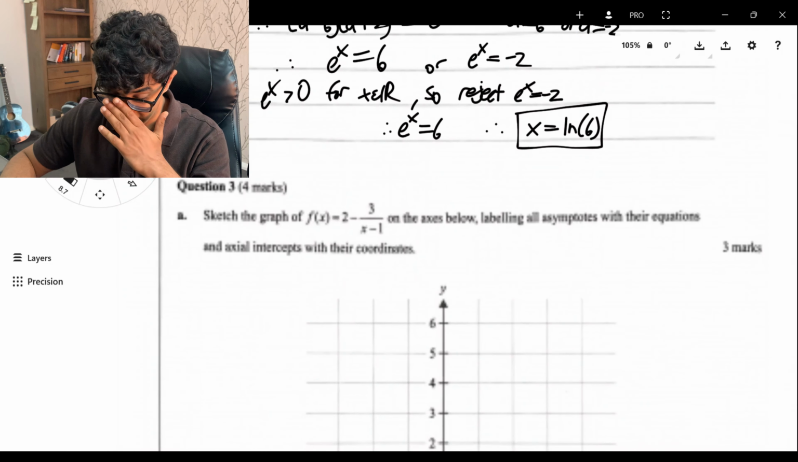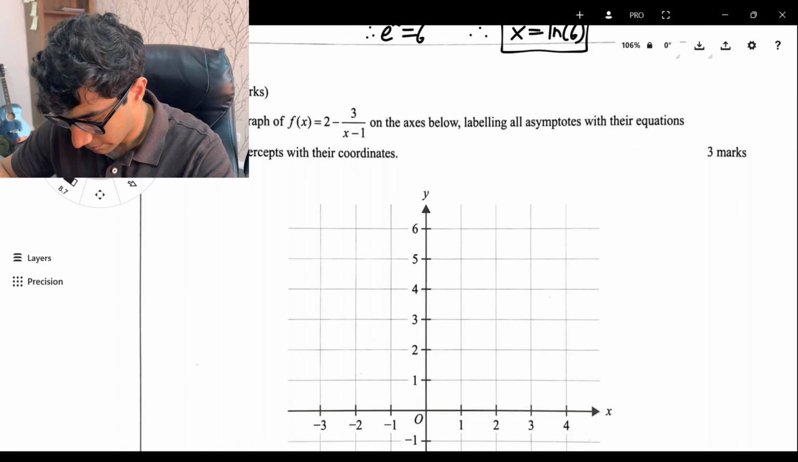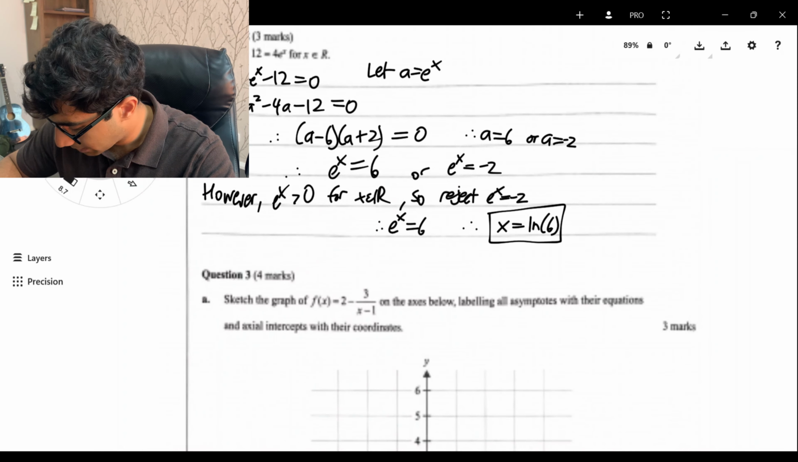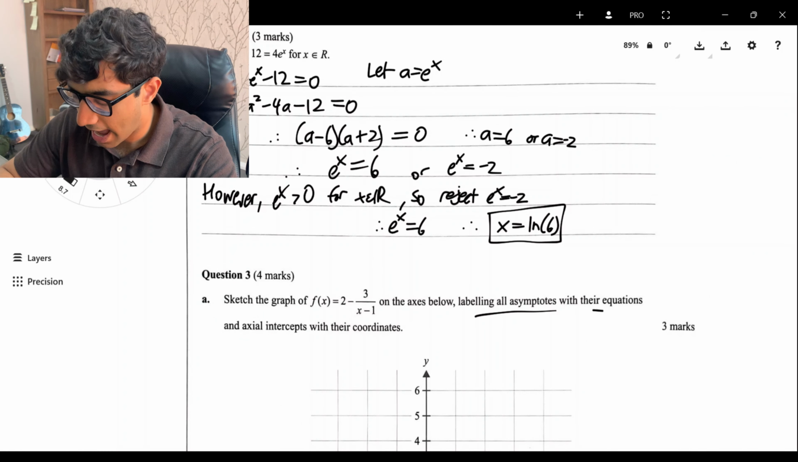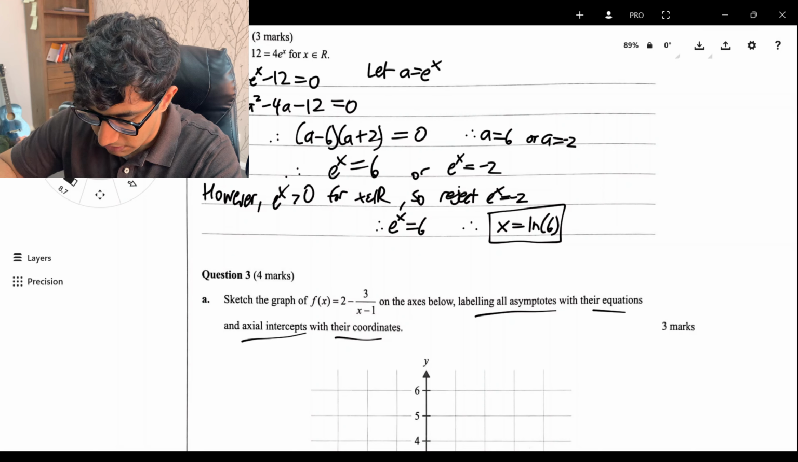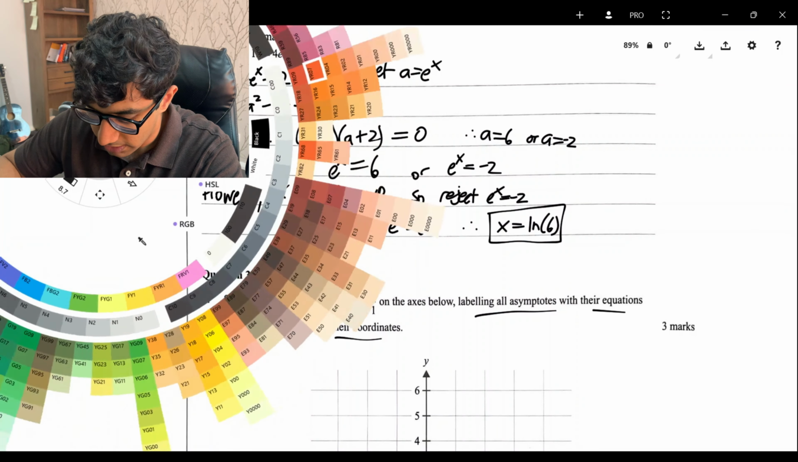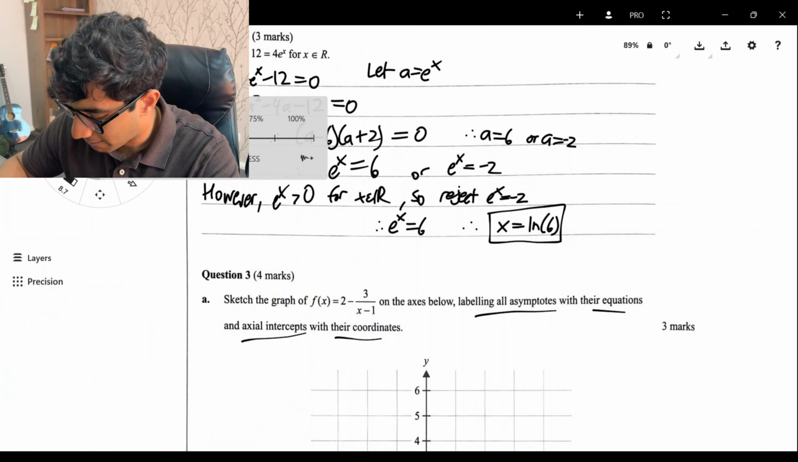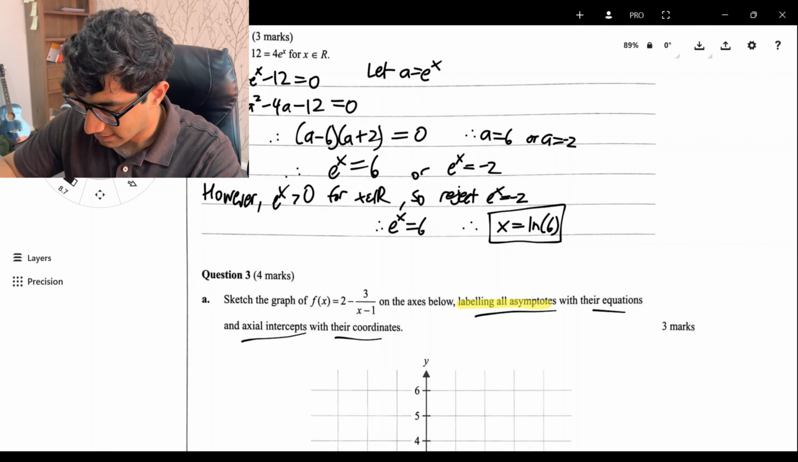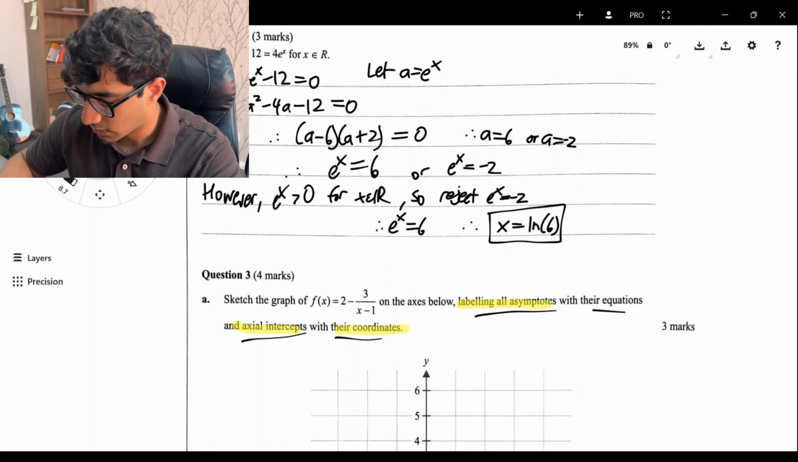All right, next question. Sketch the graph of this hyperbola on the axis below, labeling all asymptotes with their equations and axial intercepts with their coordinates. So I'm gonna highlight all of these parts so that I don't forget to do it. So that's another tip that I have for all of you guys. If you're watching this in the future, just highlight all the requirements of the question.